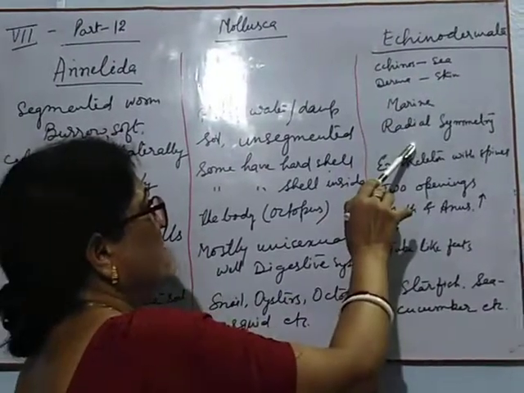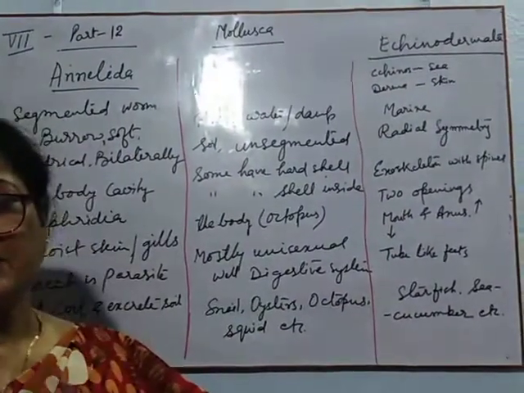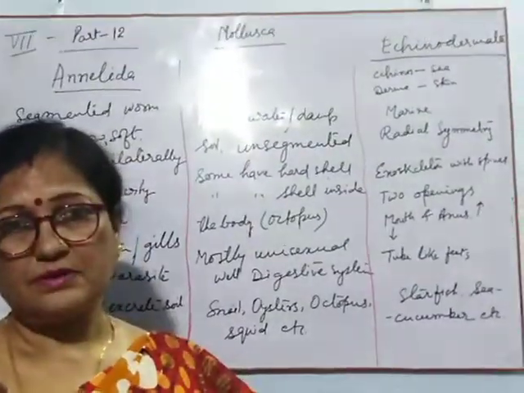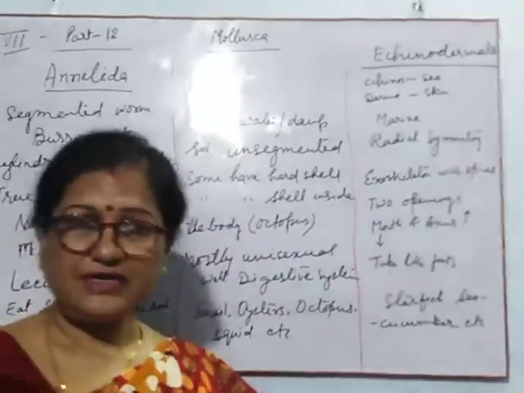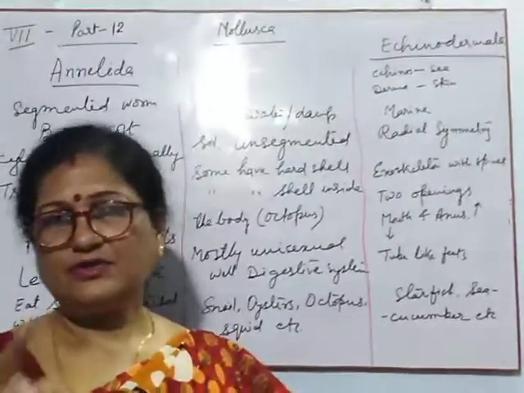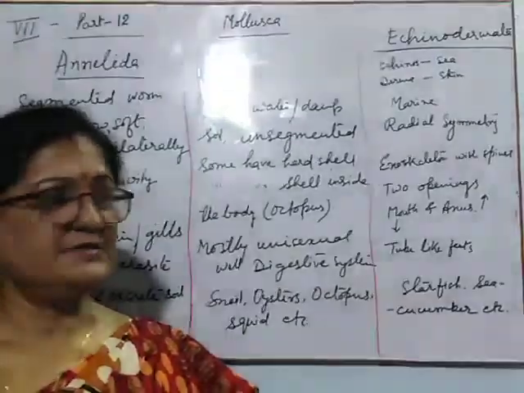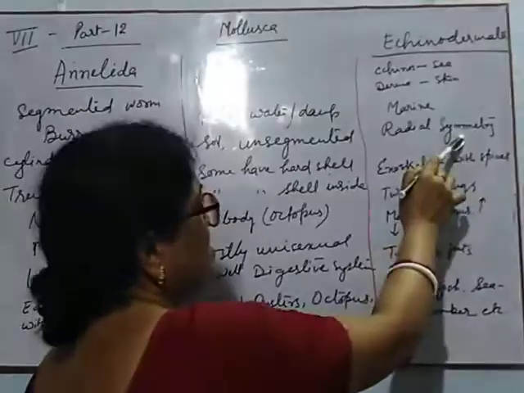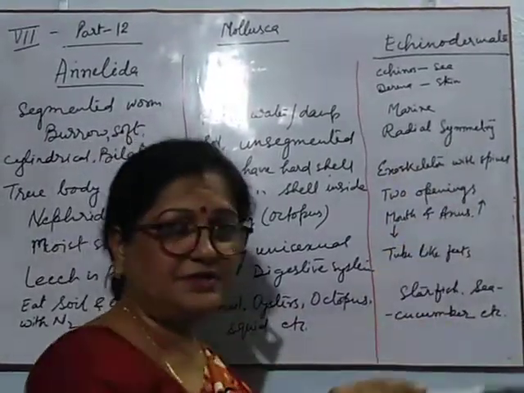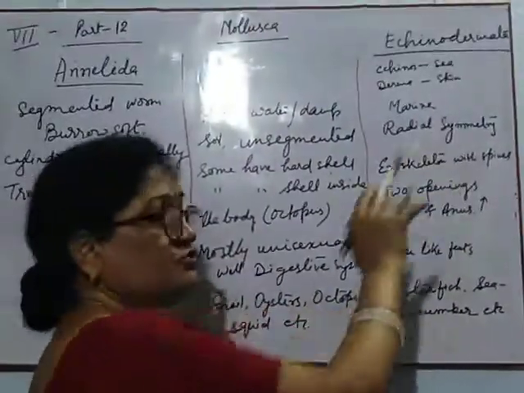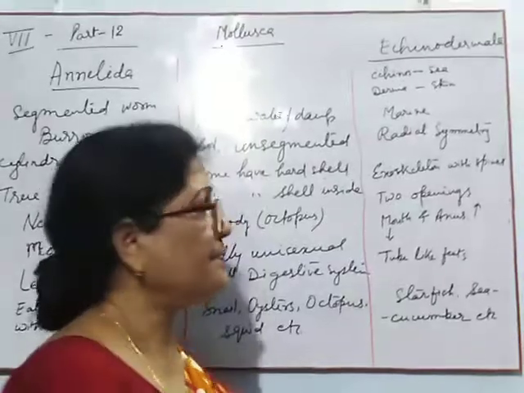These animals have radial symmetry. Children, if you take a rubber ball and cut it through any axis, you can get two equal halves of it. This is known as radial symmetry. Their body also has radial symmetry. That means by any axis, if it is cut, we get two equal halves.